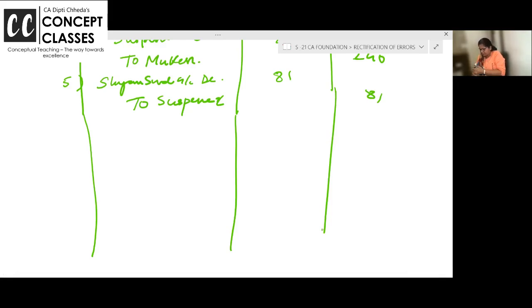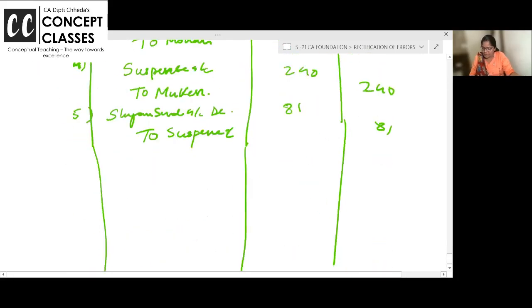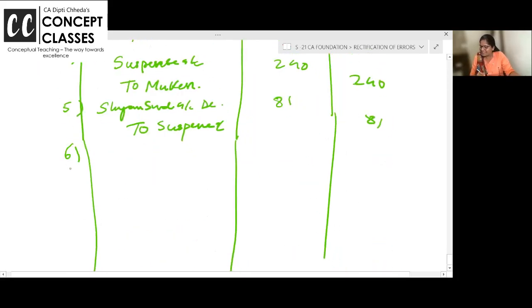This is so tight. I'll complete the problem, then give the break. That time you check it. I hope you all are following this. Sixth entry.